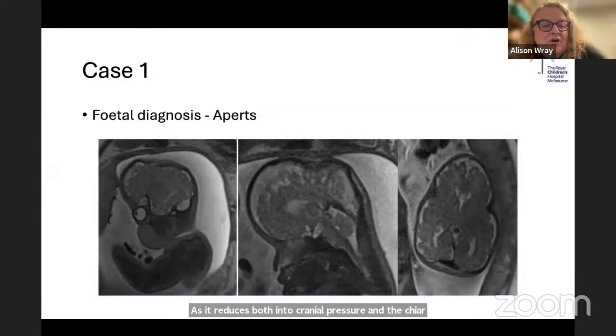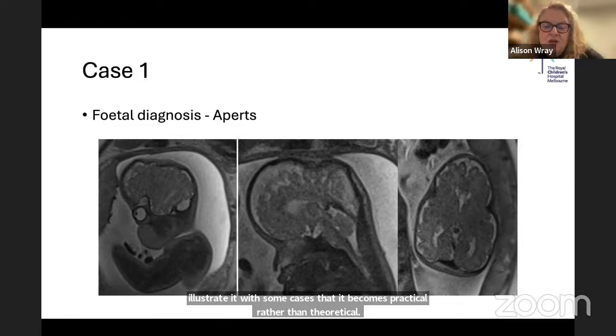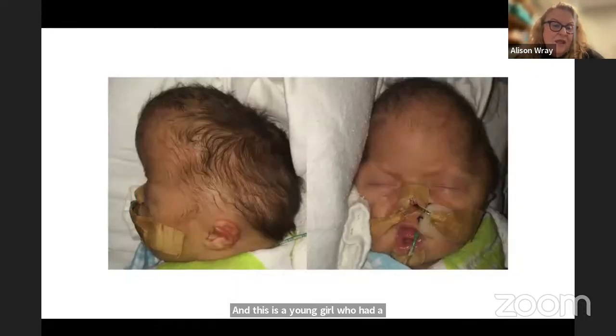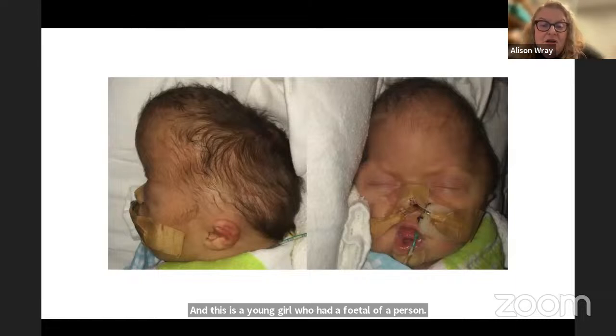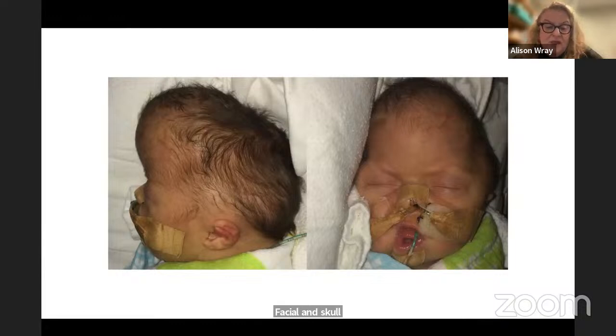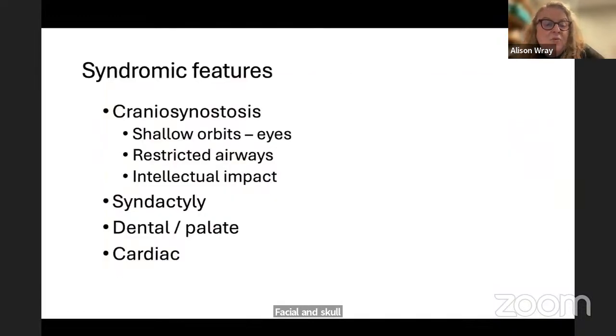So to try and bring this all together, I've tried to illustrate it with some cases so that it becomes practical rather than theoretical. This is a young girl who had a fetal diagnosis of Apert syndrome with all of the typical facial and skull changes that are associated with that. She had shallow orbits with quite protuberant eyes. Her airways were very restricted, and her initial management was really around trying to get a safe airway for her, which resulted eventually in her having a tracheostomy in the first couple of weeks of her life.